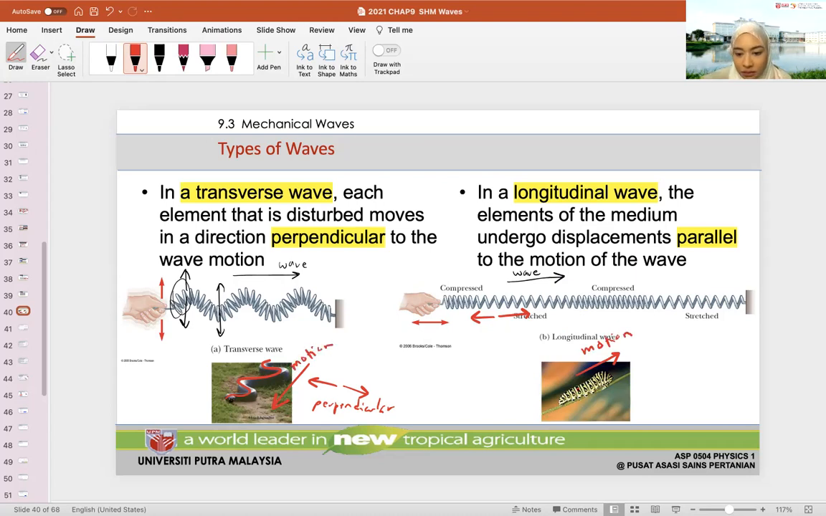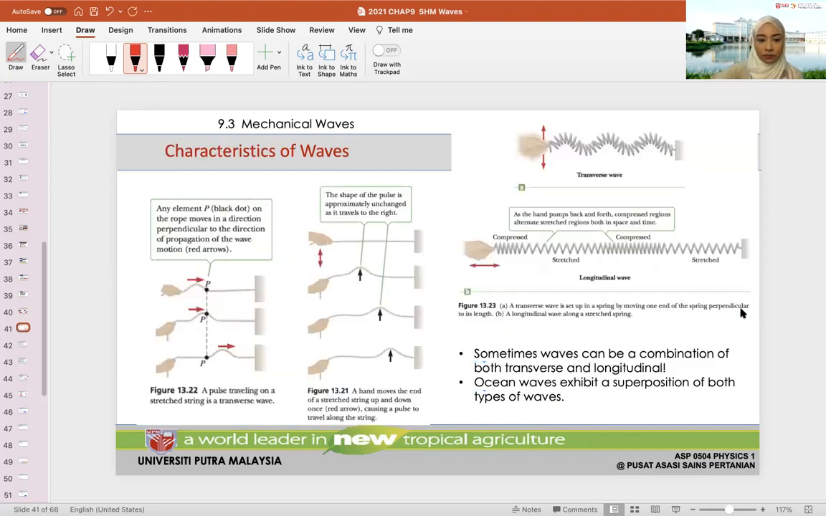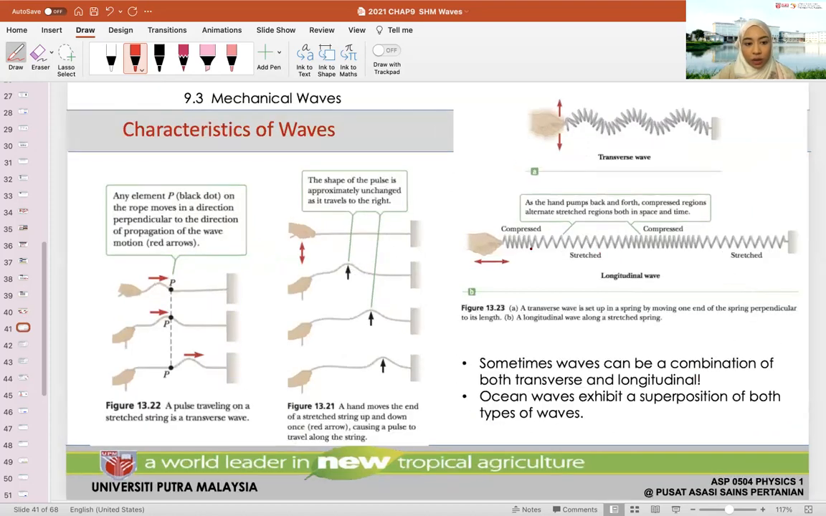And the particles of this insect go left and right. It has compression, release for it to move. So that is longitudinal wave motion. Okay, so just an analogy. So now we're talking about the characteristics of wave.